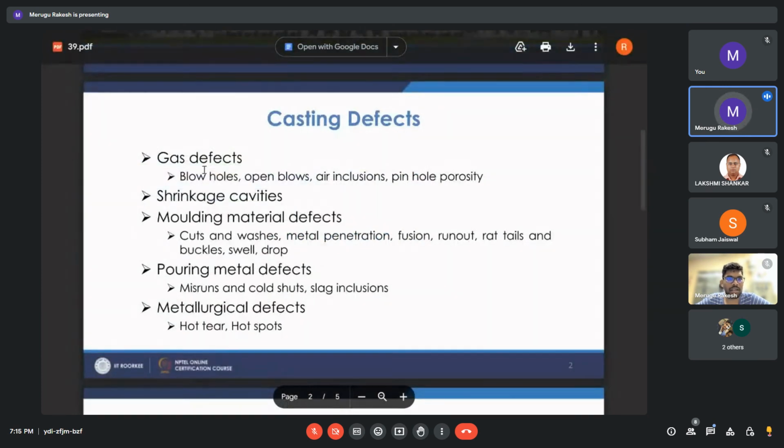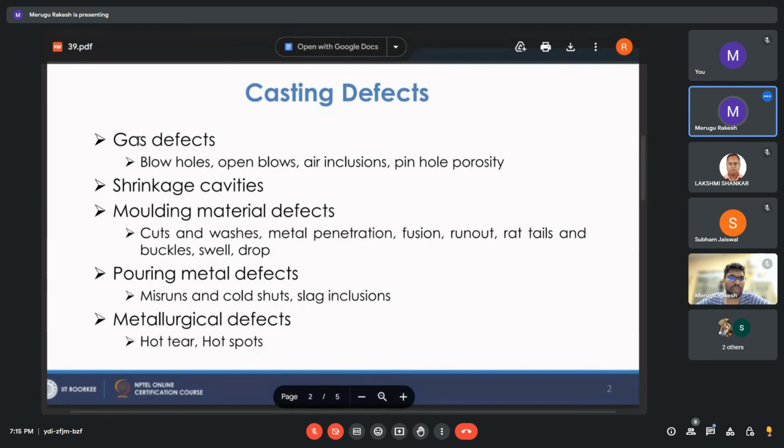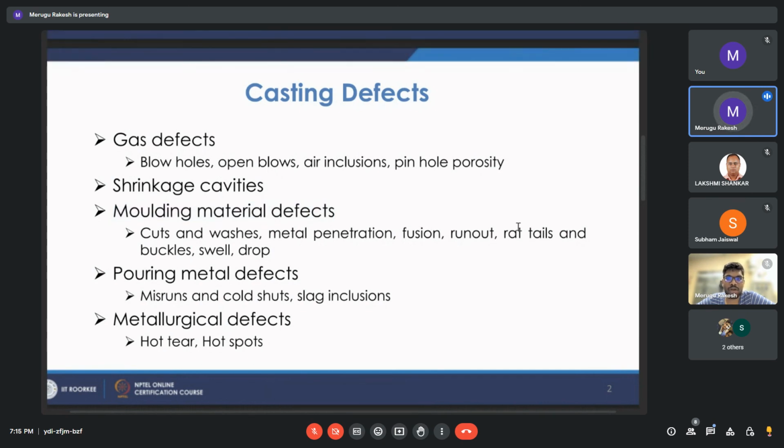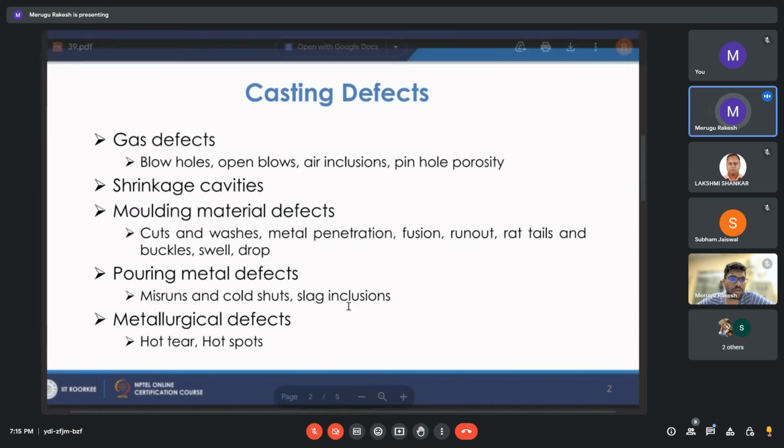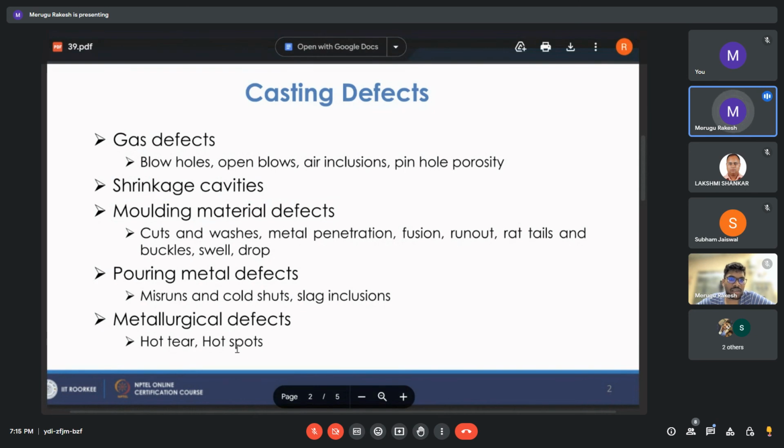So this slide will list out all the types of defects. This can be classified based on the reason behind the defect. The first one is gas defects, which are blowholes, open blows, air inclusions, or pinhole porosity. Then the shrinkage cavities, which occur due to shrinkage. Then molding material defects: cuts, washes, metal penetration, fusion, runout, rat tails, and buckles, swell, drop. Then pouring metal defects: misrun and cold shut, slag inclusions, and metallurgical defects such as hot tears or hot spots.